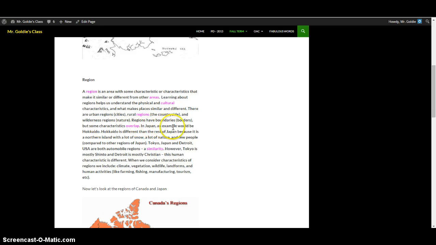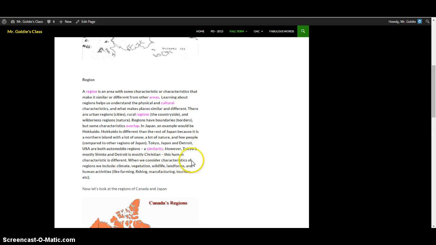In Japan, an example would be Hokkaido. Hokkaido is different than the rest of Japan because it is a northern island with a lot of snow, a lot of nature, and few people compared to other regions of Japan. Tokyo, Japan, and Detroit, USA are both automobile regions, a similarity. However, Tokyo is mostly Shinto and Detroit is mostly Christian. This human characteristic is different.